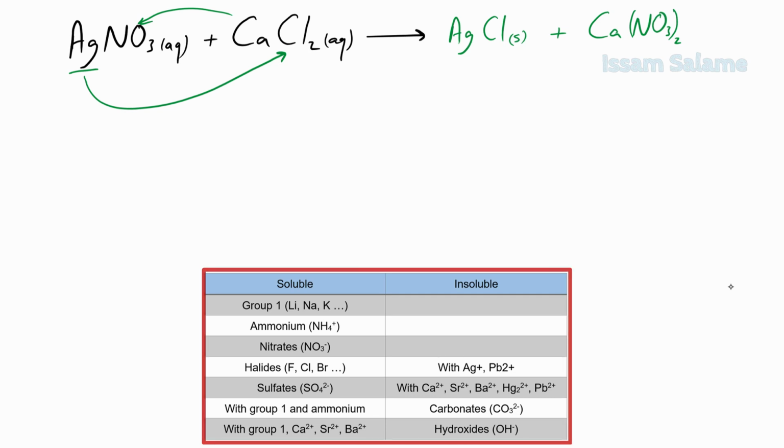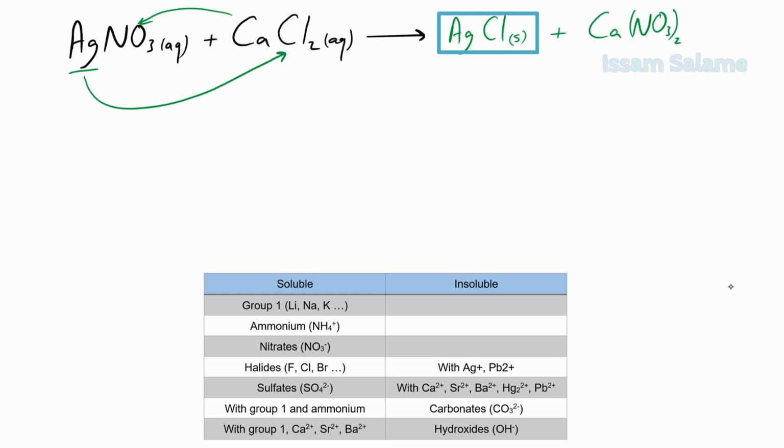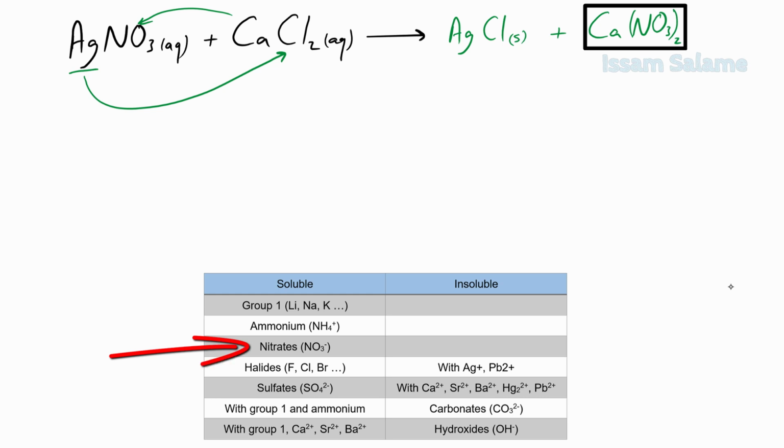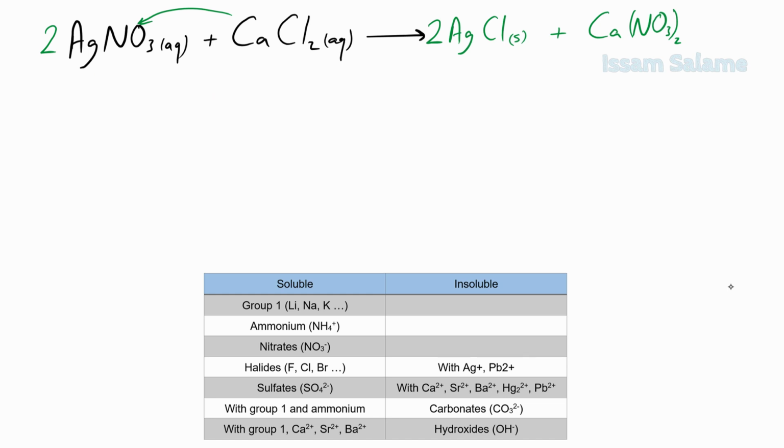And now, according to this table, silver chloride is going to be solid or insoluble, since all halides with silver are insoluble, while calcium nitrate is going to be soluble or aqueous, since all nitrates are soluble. Then we balance the chemical equation by multiplying silver nitrate by 2, then silver chloride by 2. If you still find it difficult to balance chemical equations, you may also check the description for useful links.